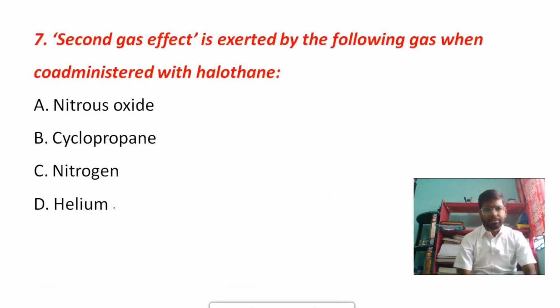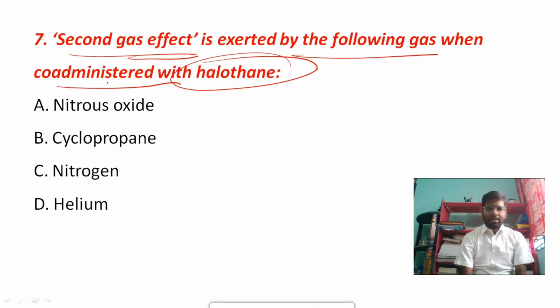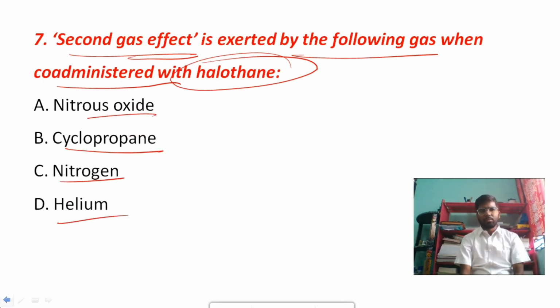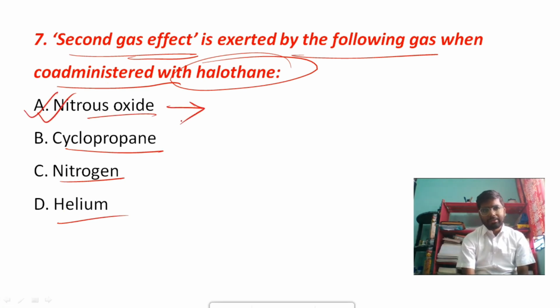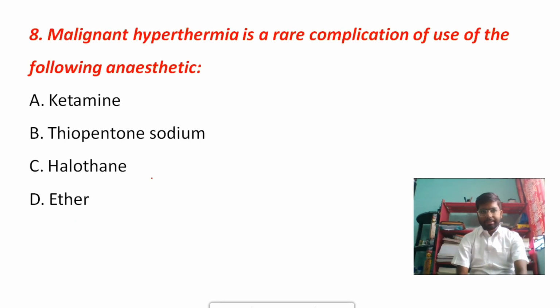Then coming to the next question, second gas effect is exerted by which of the following gas when co-administered with halothane? See, options are nitrous oxide, cyclopropane, nitrogen, helium. See, only one candidate is here, that is nitrous oxide. This can cause second gas effect and also diffusion hypoxia. These two are caused by your nitrous oxide.